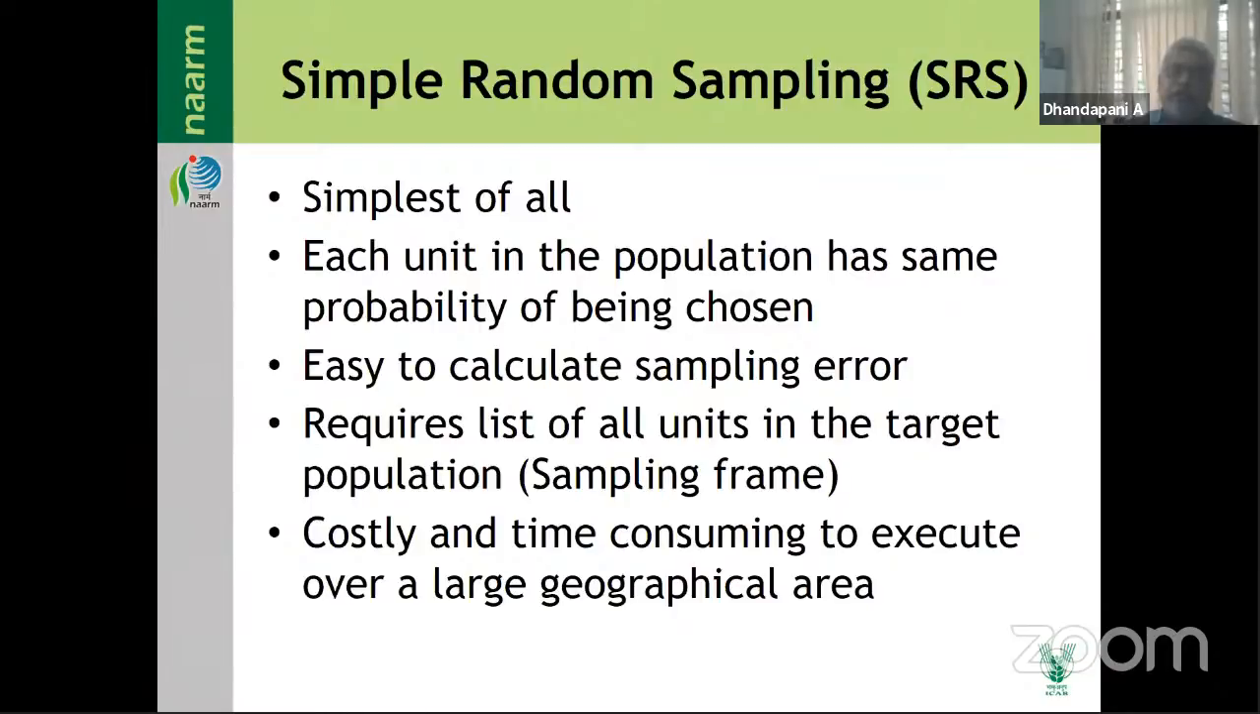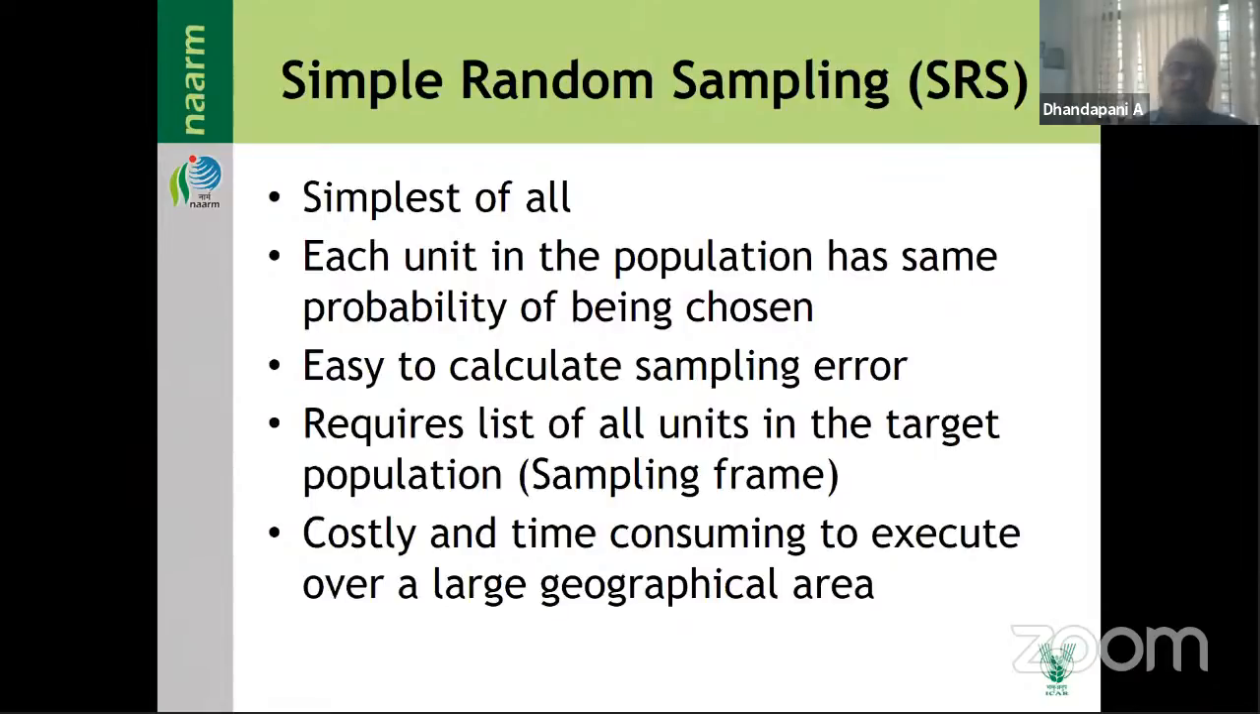So suppose there are 100 households in a village. If I'm going to select a certain number, say 10, or whatever my sample size may be, every household has an equal chance of being selected. This is the very easiest thing you can talk about. Whenever you say random sampling, the actual meaning should be this: every unit has the same chance, the same probability, of being chosen.